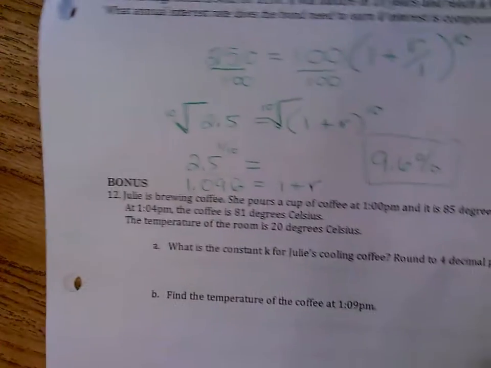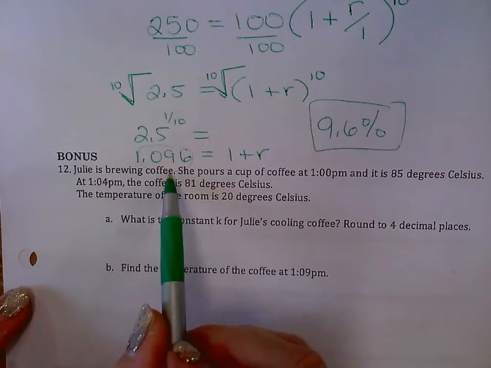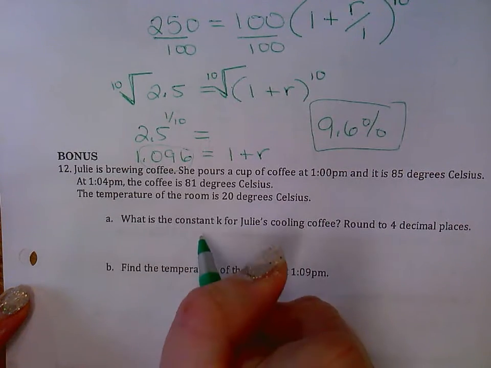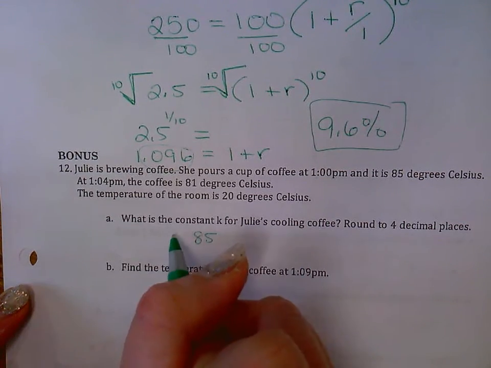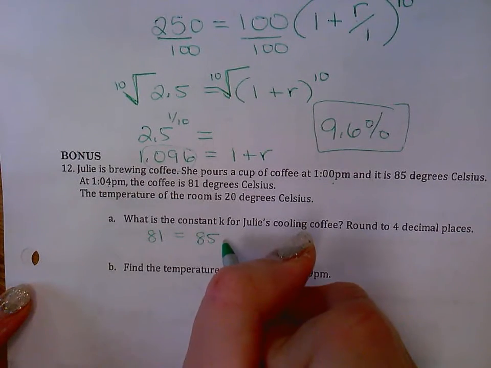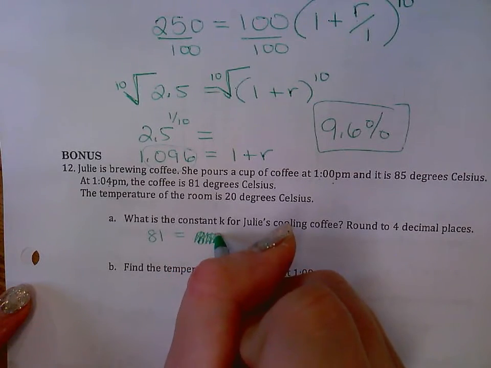This is a bonus question, Newton's law again, which if you want to see it, she's brewing coffee. She pours the cup of coffee. It's 85 degrees initially, and it cools to 81 degrees, it looks like after 4 minutes. Oops, I put room temperature here, right?